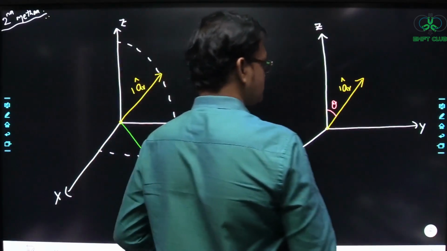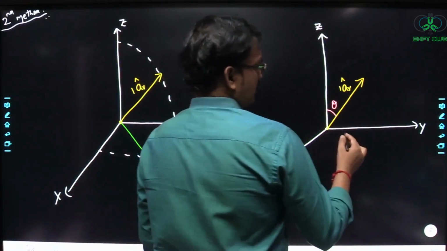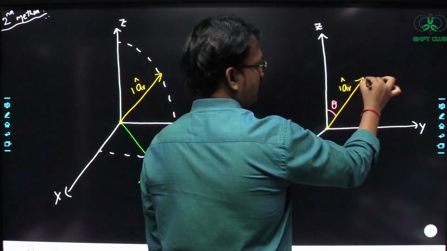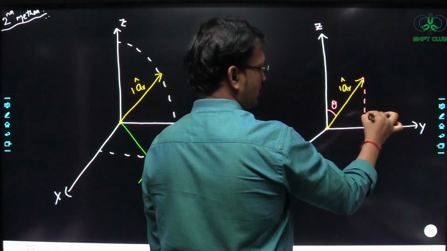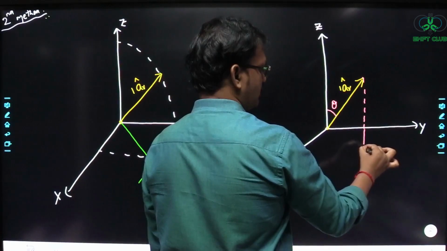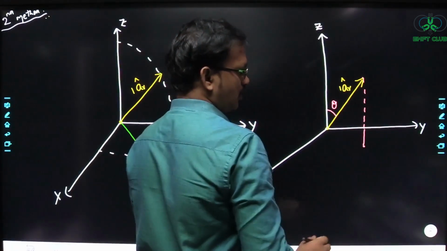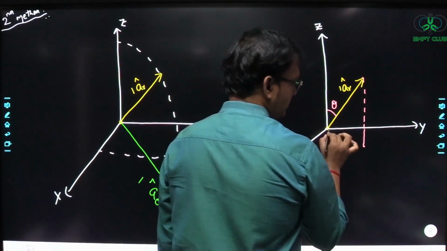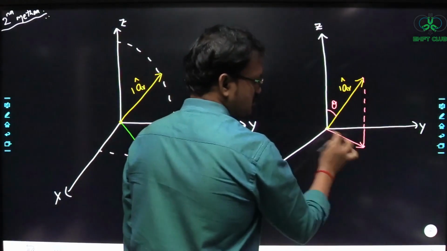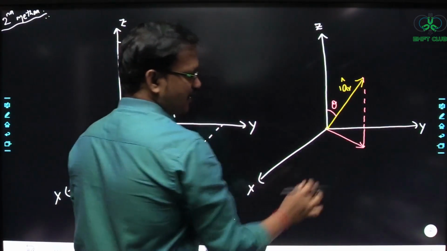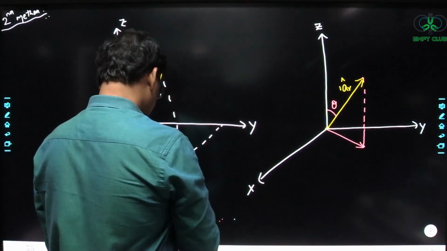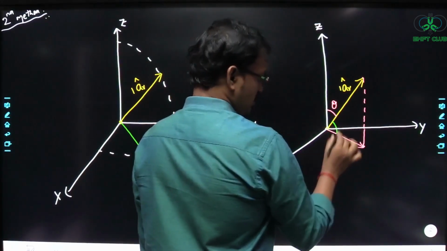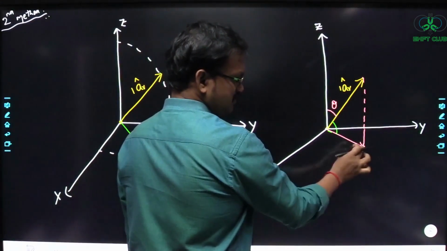Now see here. If I draw the normal from the head of r cap onto the XY plane, I am going to get the component of r cap in the XY plane. This is the component of r cap in the XY plane. So what is its value? Tell me. What is this angle here? This angle is theta, and this vector is lying in the XY plane.